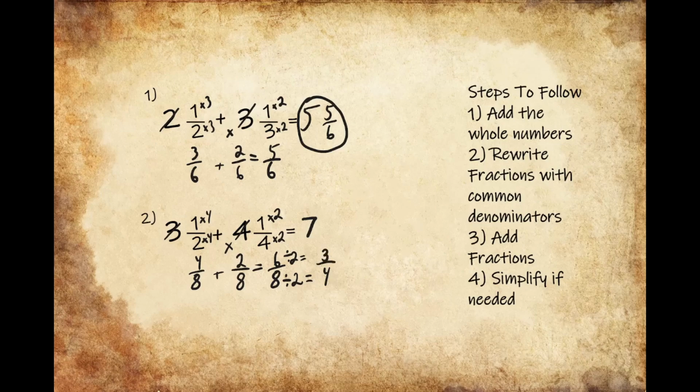So since we know this fraction is written in its lowest possible terms, we're going to rewrite this up above in our final answer. So 3 and 1/2 plus 4 and 1/4 gives us an answer of 7 and 3/4. So I hope this video has helped you to understand how to add mixed numbers that have different denominators.